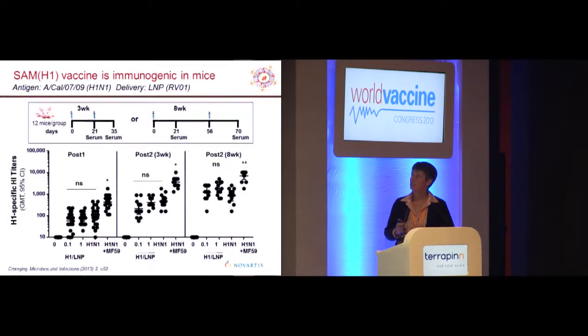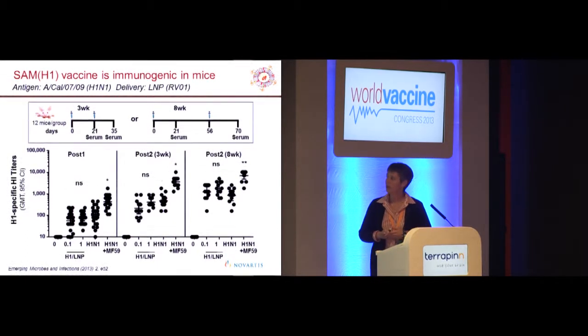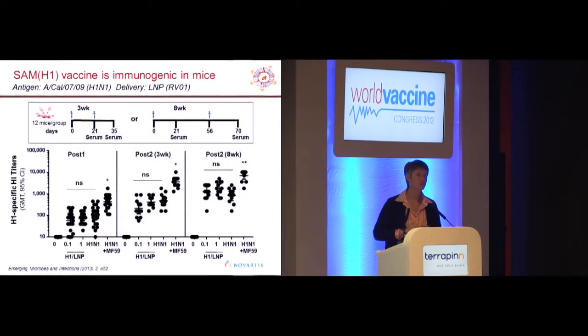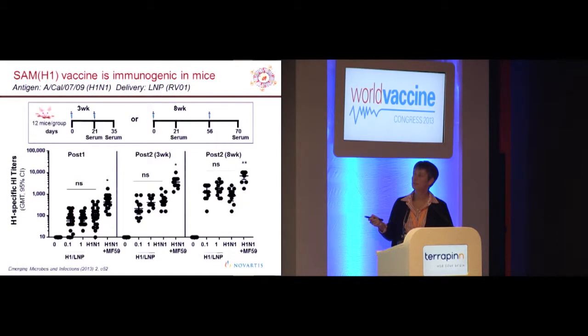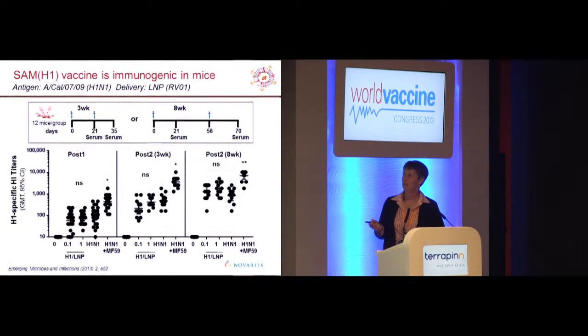What I'm showing you here are 2 sets of experiments where we compared 2 different doses of SAM, 0.1 and 1 microgram, and 2 different boosting intervals, 3 weeks and 8 weeks between prime and boost. I'm showing you here H1-specific HI titers, but we got similar results measuring total IgG or virus neutralizing titers. In substance, what we show is that at the 2 doses, either post-1 or post-2, the SAM vaccine behaved equivalently to the subunit protein. We had also included an MF59 adjuvanted subunit as a gold standard, really what we would like to achieve. In mice, we are not quite there yet with our first generation vaccines.